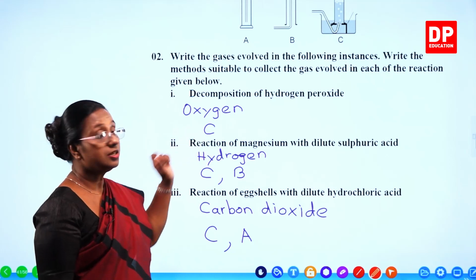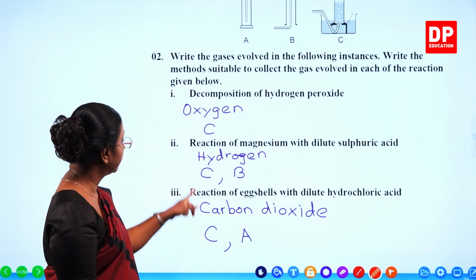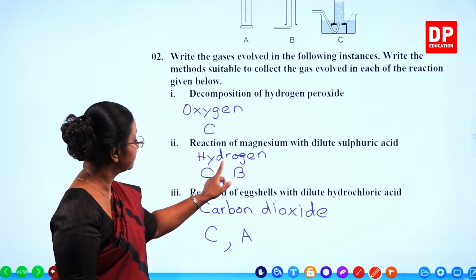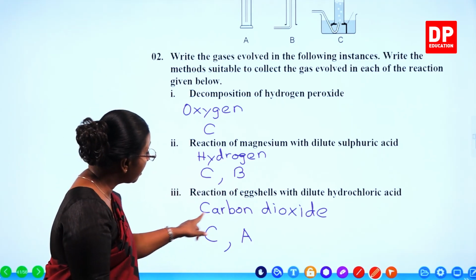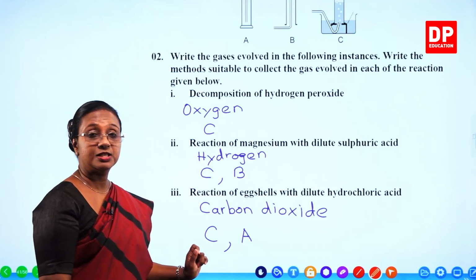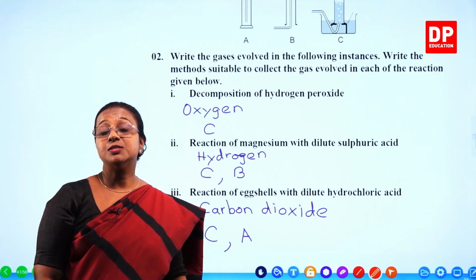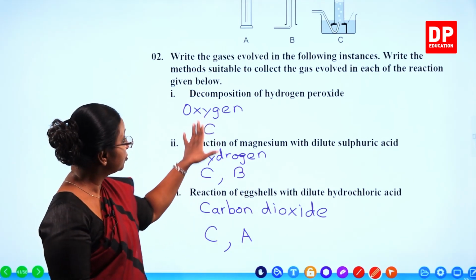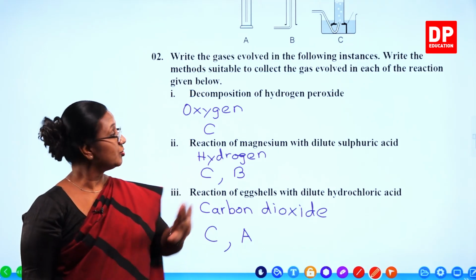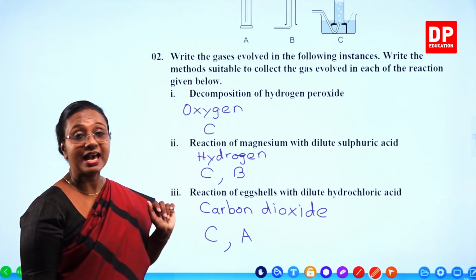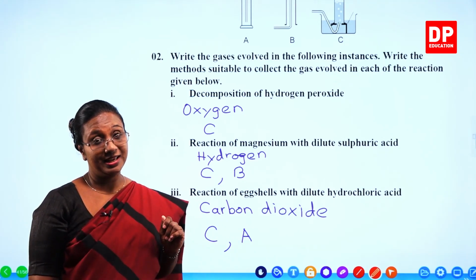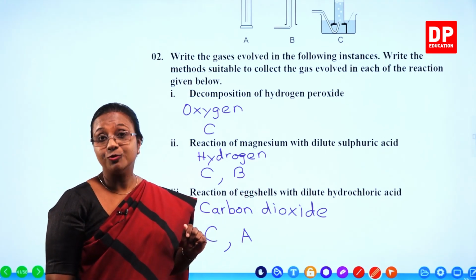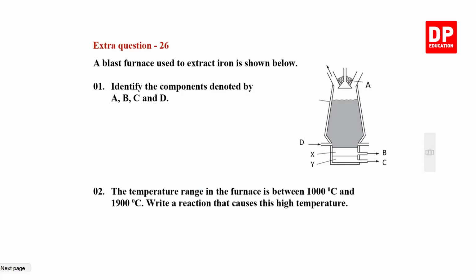So oxygen, downward displacement of water. Hydrogen, downward displacement of water and downward displacement of air. Carbon dioxide, downward displacement of water, upward displacement of air. So those are the methods. I am sure you were able to identify the gases correctly and also the relevant methods correctly. With that, students, I am going to move on to the next slide. Here I have extra question 26.